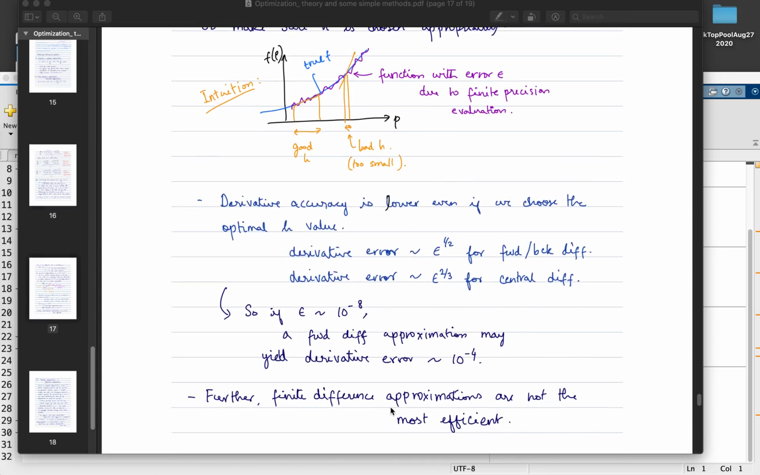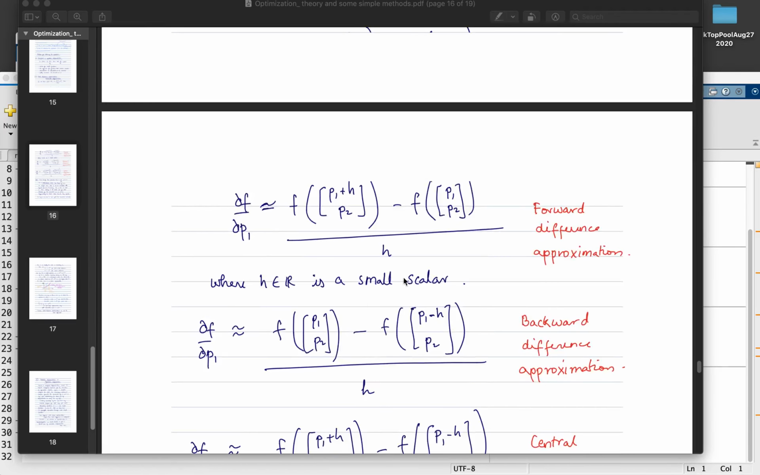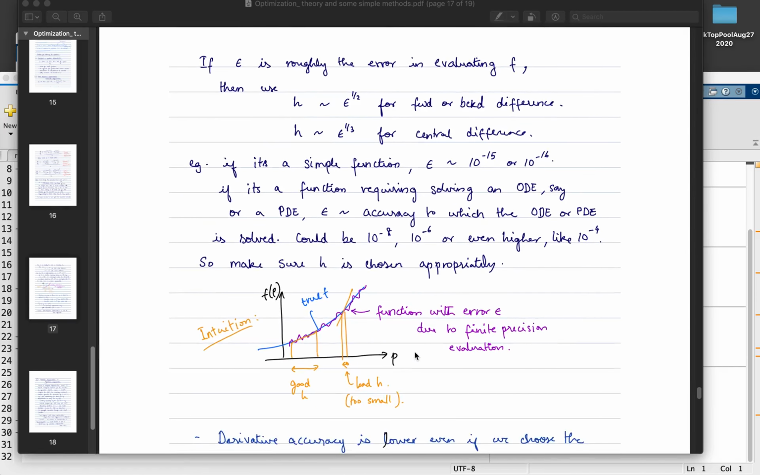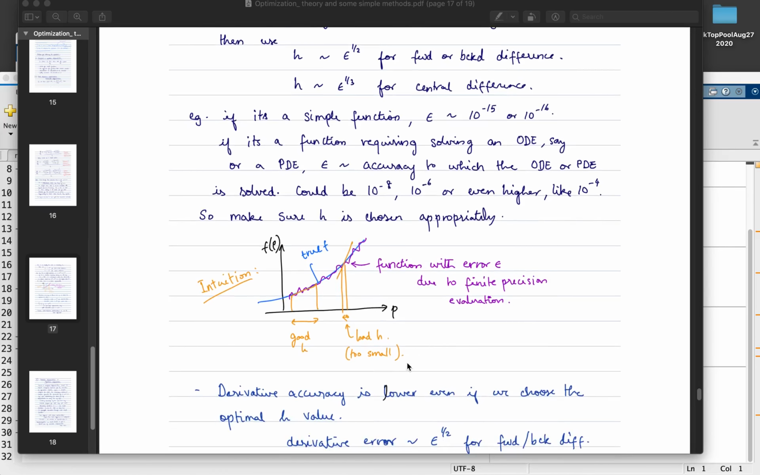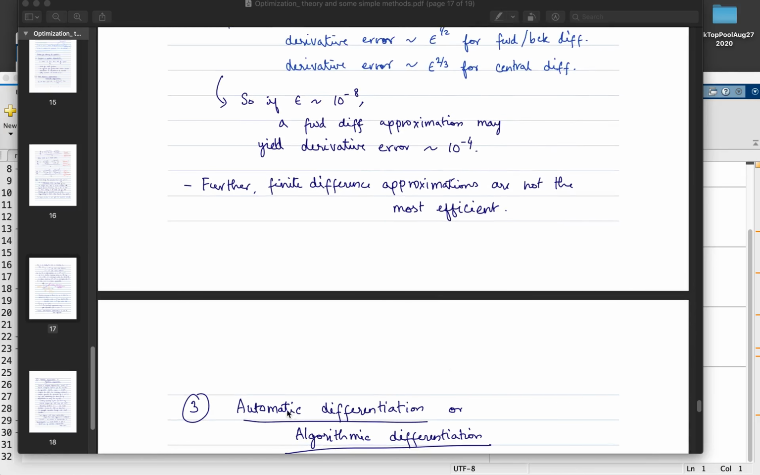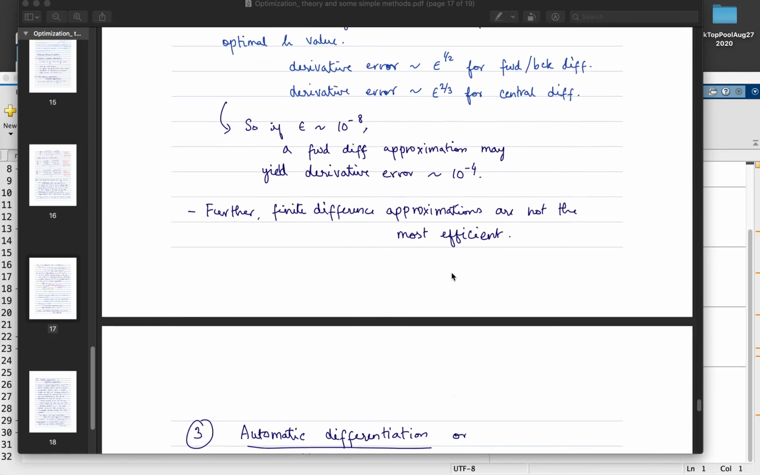Also, it turns out that it requires additional function evaluations, and there are other methods that are more accurate but also more efficient in terms of computational efficiency. Okay, so that's the next topic, which is called automatic differentiation or algorithmic differentiation, which is the modern standard for doing derivative estimations, especially in the machine learning world.